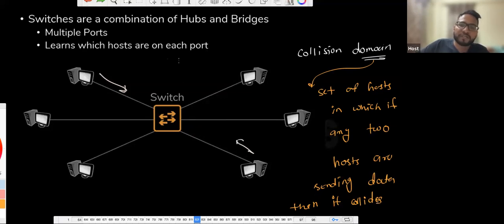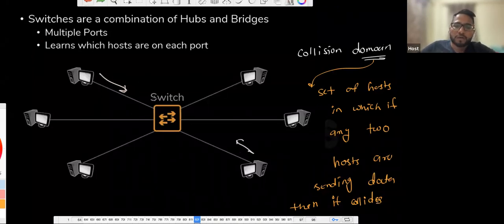There is no difference between bridge and switches. That's what I'm saying. It is just that people say it is a multi-port bridge. Just like there is no difference between hubs and repeaters, it is just two different names. Similarly, there is no difference between bridge and switches. It is just that it has multiple ports. That's also not a very good differentiator, because a bridge can also have multiple ports.